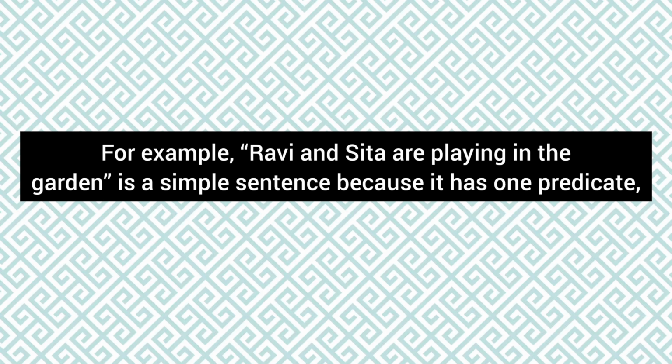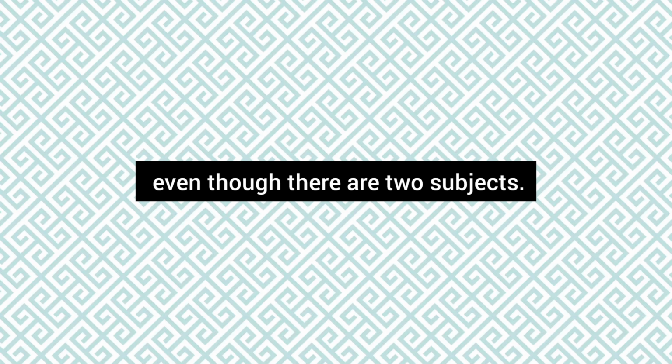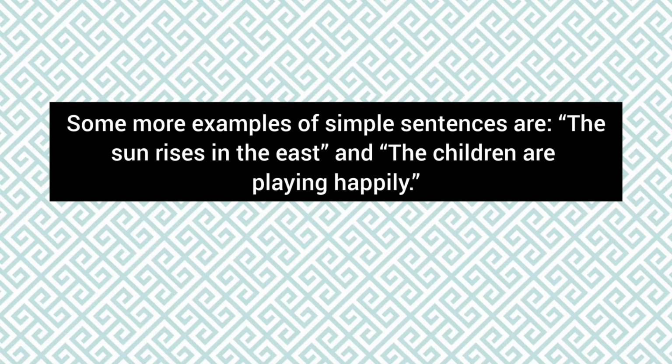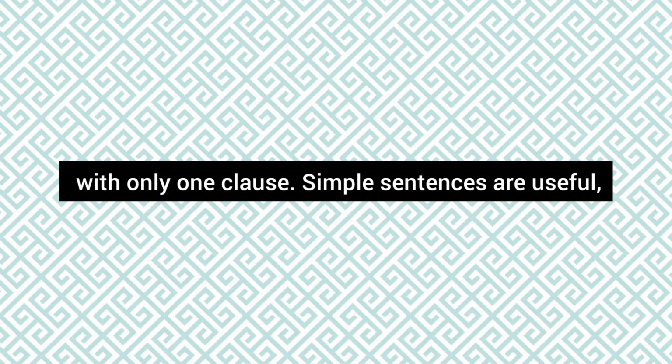For example, "Ravi and Sita are playing in the garden" is a simple sentence because it has one predicate, even though there are two subjects. Similarly, "She opened the door and welcomed the guests" is also a simple sentence because one subject performs two actions. Some more examples of simple sentences are: "The sun rises in the east" and "The children are playing happily." These sentences are clear and complete, with only one clause.